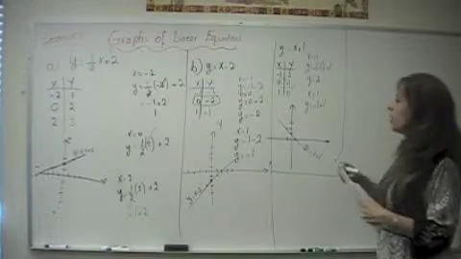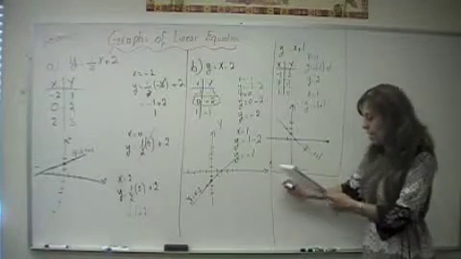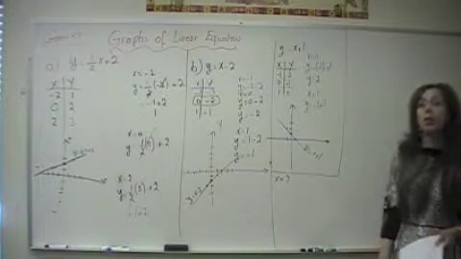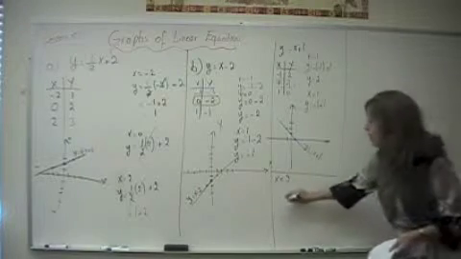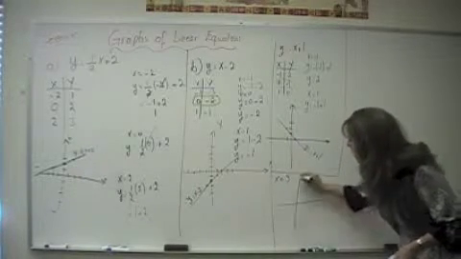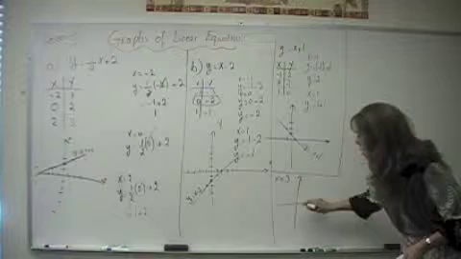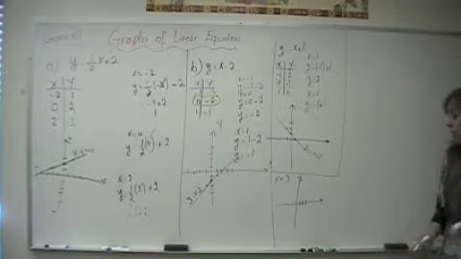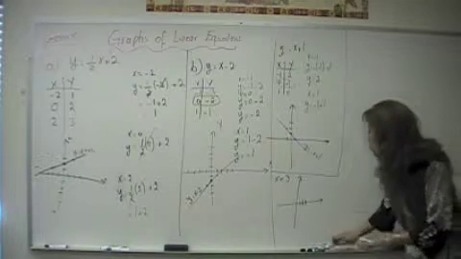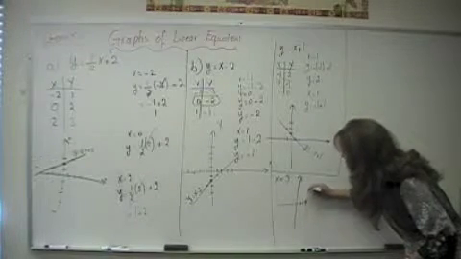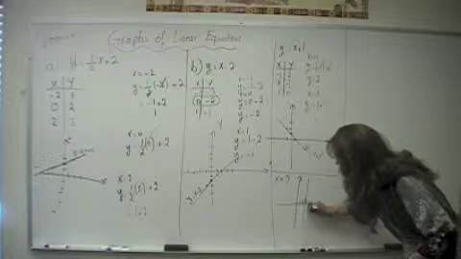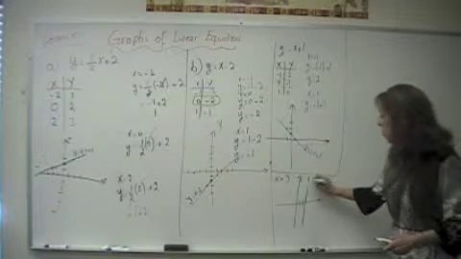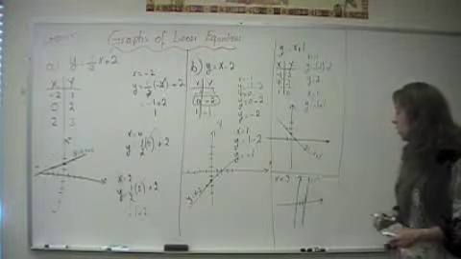The last two examples are the easiest. If I have x equal to 3, and I say graph this line, here's your x, y axis. X equals 3. 1, 2, 3. I don't have any y's here. So the line is going to be a vertical line. All the points on this line have x equal to 3. So this is x equal to 3.